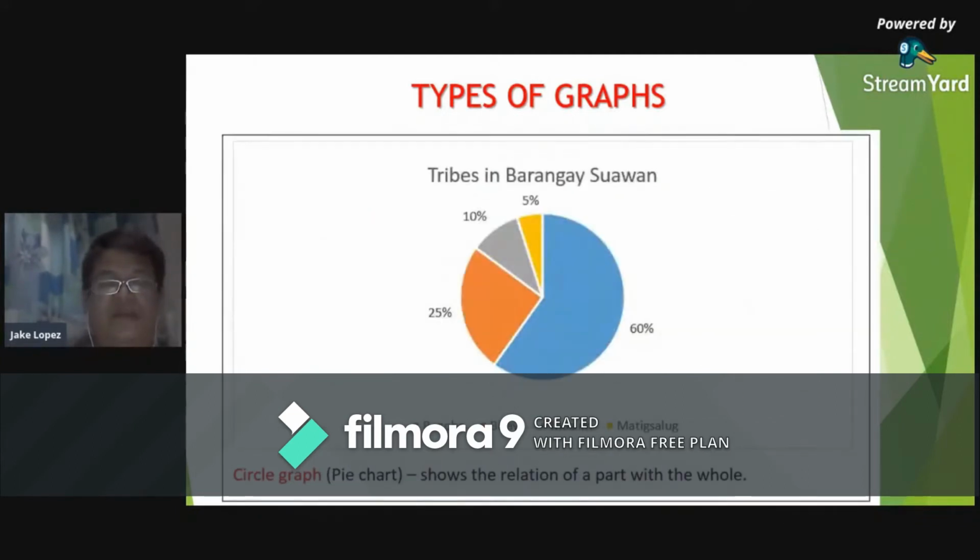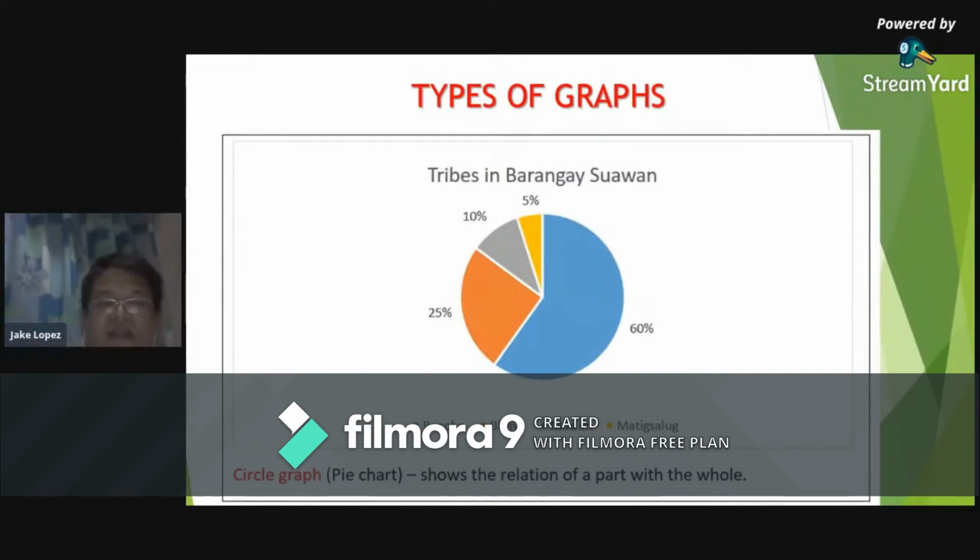So third, we have the circle graph. Ito yung circle, and makikita natin it's like a pie, no? So that's why it's also called a pie chart. It shows the relation of a part with a whole. So meaning, this 5% is relative to the other percentages here in the circle. So if you add it, it should be 100%.